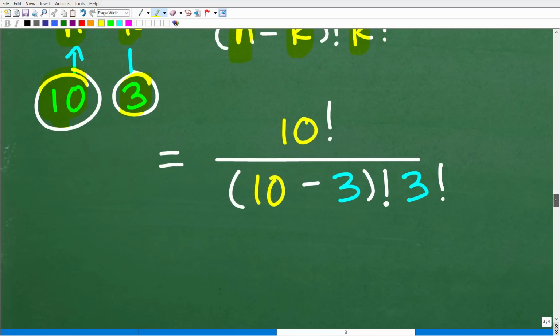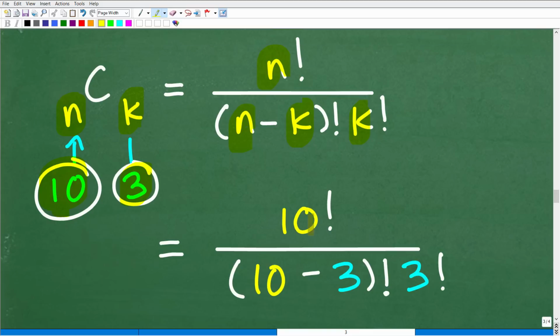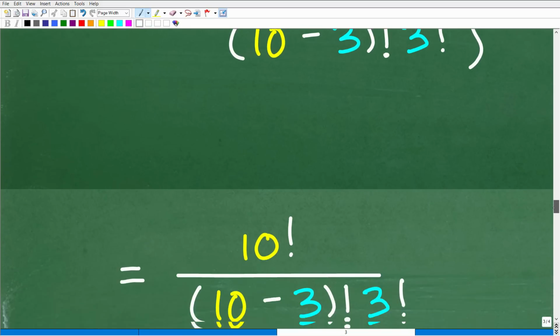So here is what you have, okay? It's going to be 10 factorial. You can kind of see right here how it matches up. So it's going to be 10 factorial over (10 minus 3) factorial times 3 factorial. So now we get to do all the number crunching and figure this out. And when we do, we will have solved the problem. Okay, so let's go ahead and get into the actual number crunching.